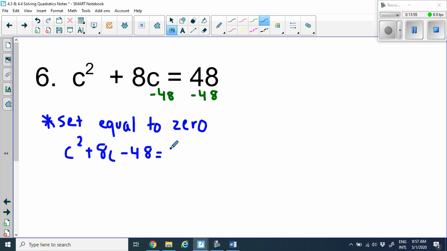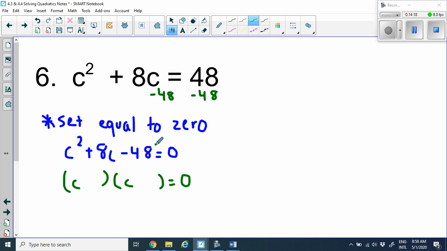Now that I've set it equal to 0, my next thing is to see if these three terms have anything in common. They do not. Okay, so now notice also that in front of my c squared, the a value is 1. So I can already automatically do my two sets of parentheses. And I have c and c.